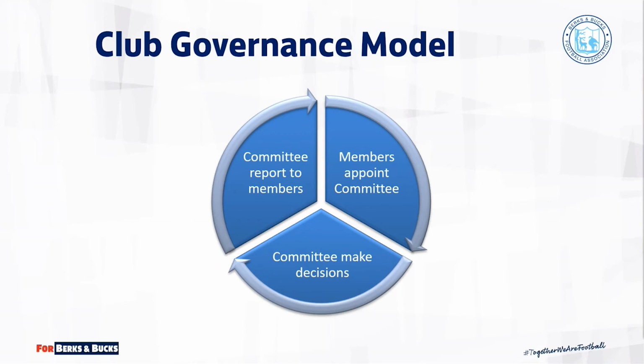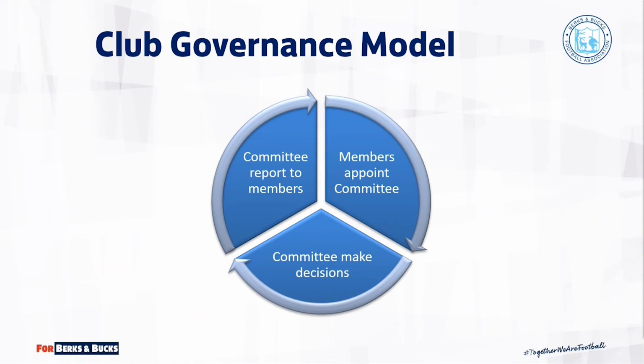So starting in the top right there, the members of the club appoint the committee on an annual basis. So they will appoint a committee to run the club on their behalf, make those executive decisions, ensure that there's fair, sustainable financial structures in place, and empower those people to run the club on their behalf. Committee go ahead and then make those decisions over the course of the season, but then report back to the members at the annual general meeting the next year, where the members can hold them to account.